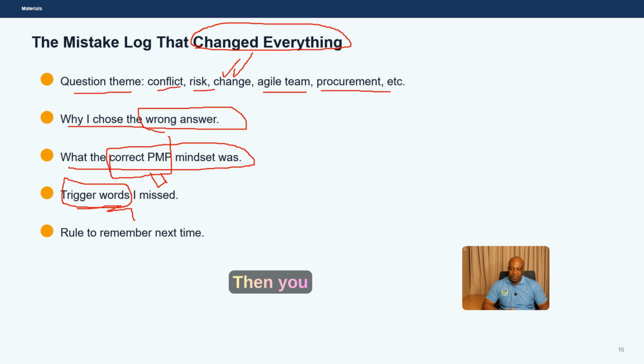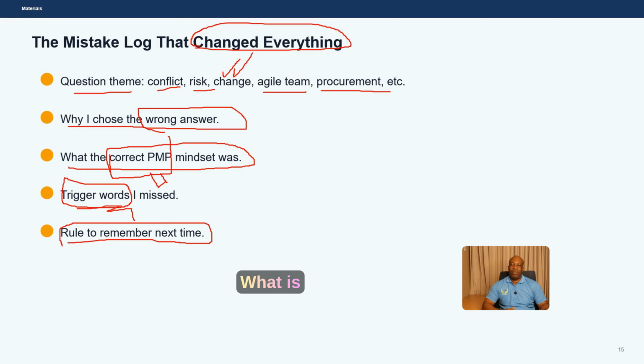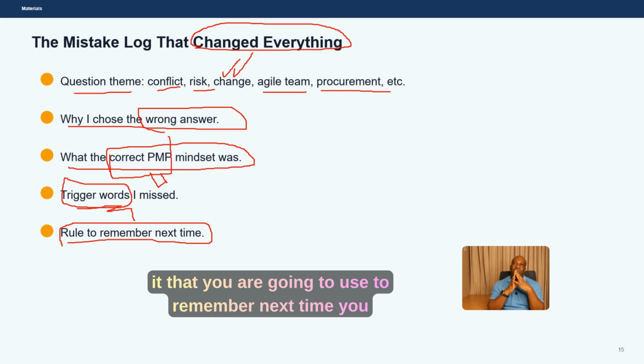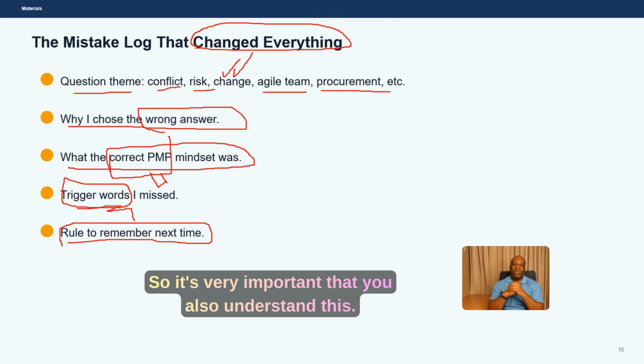Then you need the rule to remember next time. What is it that you are going to use to remember next time you get a similar question that you got wrong? So it's very important that you also understand this.